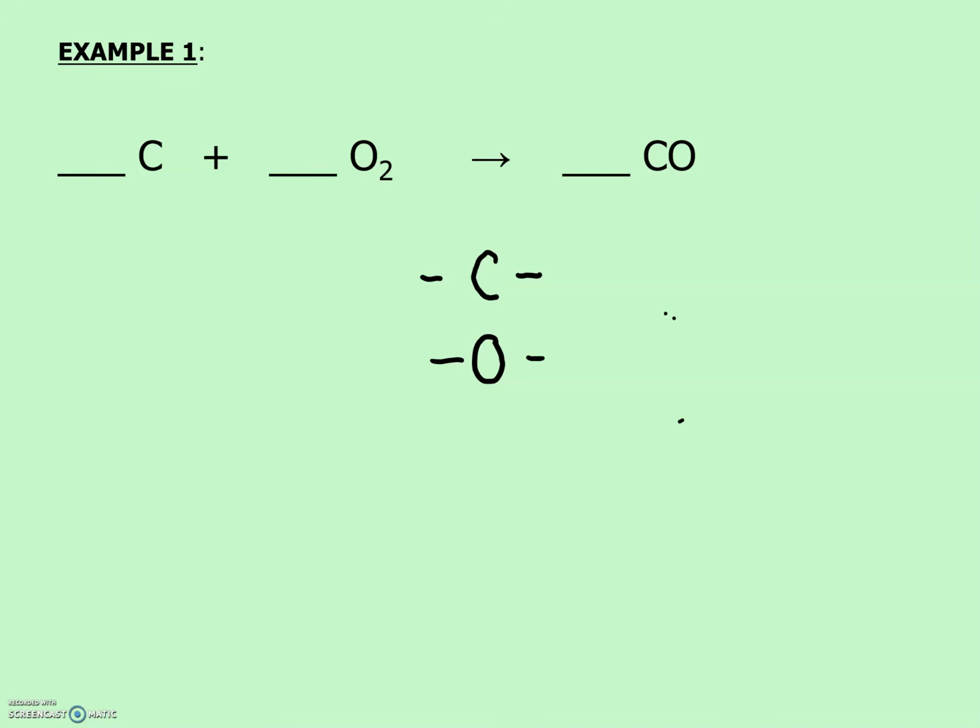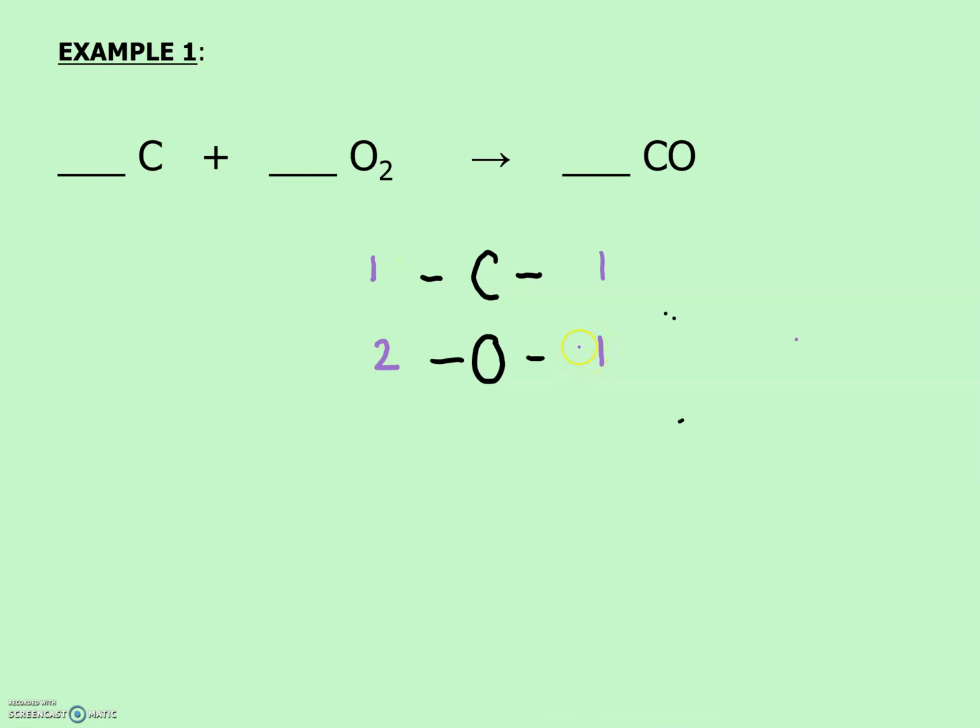So right now, on the left side of the equation, assuming that the blanks are just a 1, right, because there's nothing listed there, we have 1 atom of carbon and 2 of oxygen. And over here, we have 1 of carbon and 1 of oxygen. So this equation is what we say is not balanced. The carbons match, but the oxygens do not.